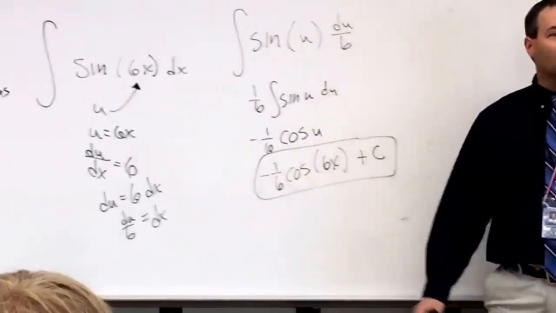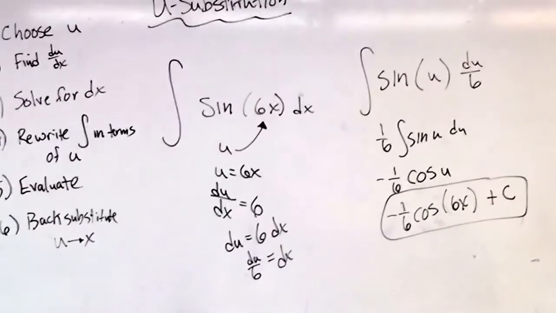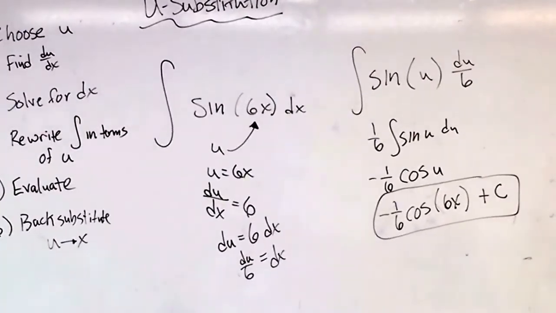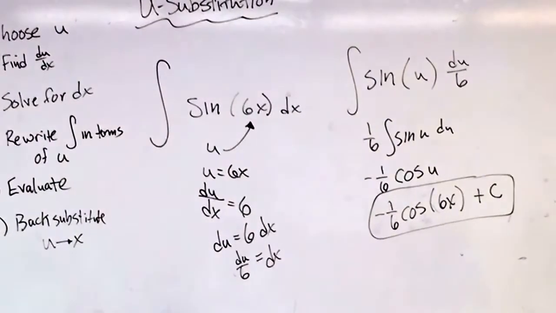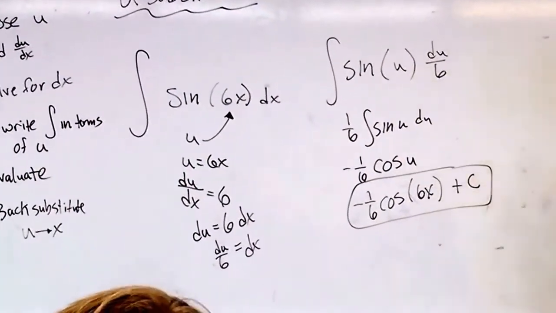So we could have done that without u substitution. No, the integral of sine u du is equal to negative cosine of u. Wait, where did that 1/6 come from in the front? Oh, you just pulled it out. Yep. Alright, give us an example to work on.